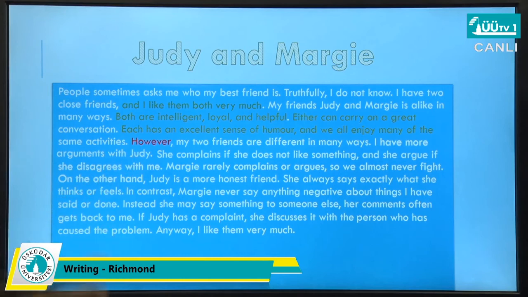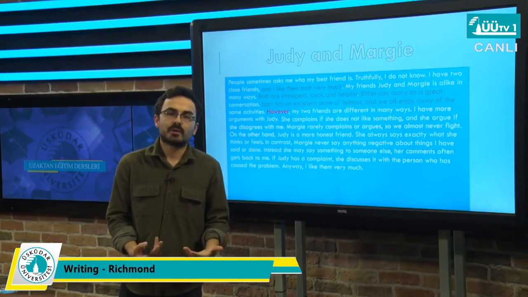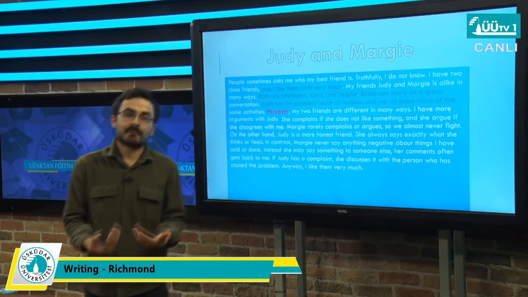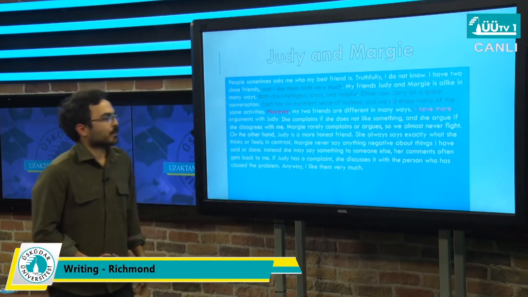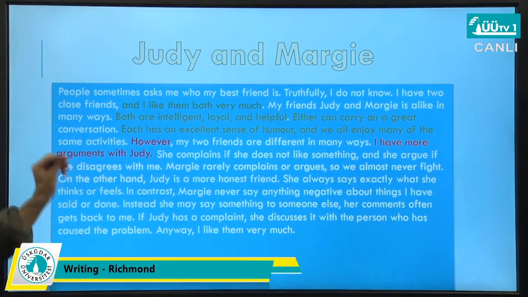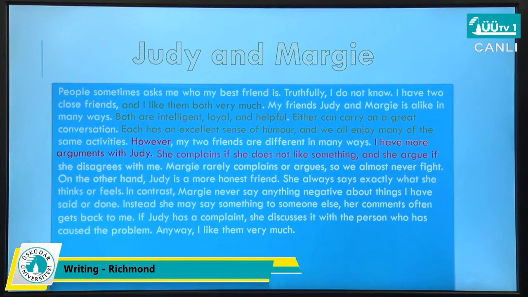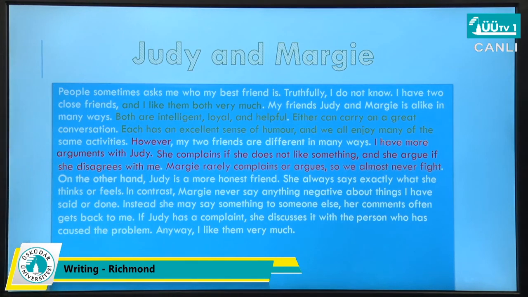However, right, when we see the word however, the tone of the paragraph will change now, right? Now we will be talking about what? We will be talking about contrasts. We're talking about the differences, right? Good. I have more arguments with Judy. This is the difference here, right? She complains if she does not like something, and she argues if she disagrees with me, right? The difference. Margie rarely complains or argues, so we almost never fight.